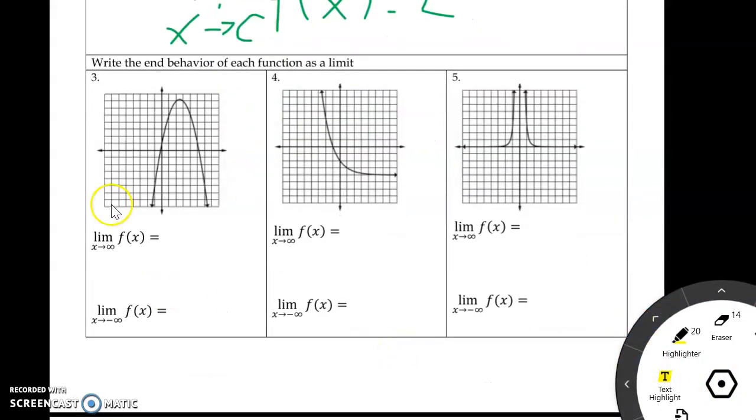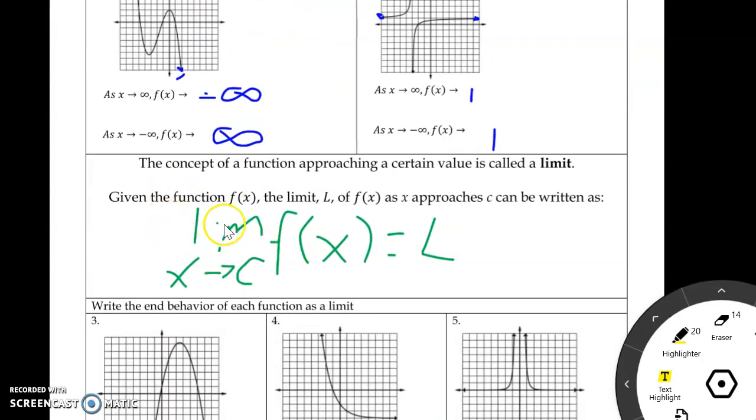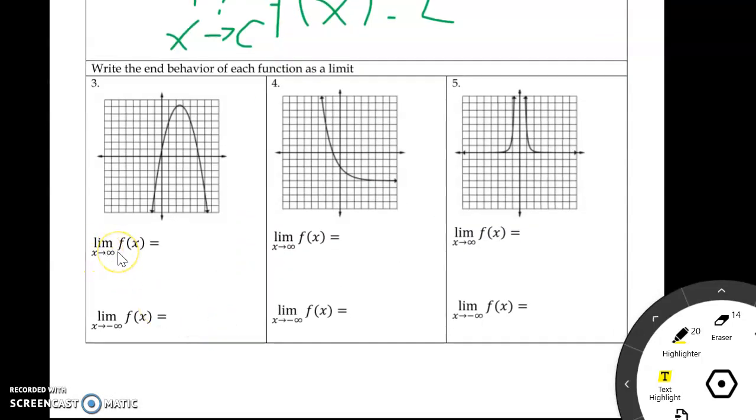Okay, so let's look at that first. Write the end behavior of each function as a limit. And as I said before, the limit as x approaches c, in this case is infinity, of f of x is equal to L, the limit. And limit here is just abbreviated L-I-M, those 3 letters. So let's see, the limit as x approaches infinity. As our x values are moving to the right forever, it's just going to keep going down forever.